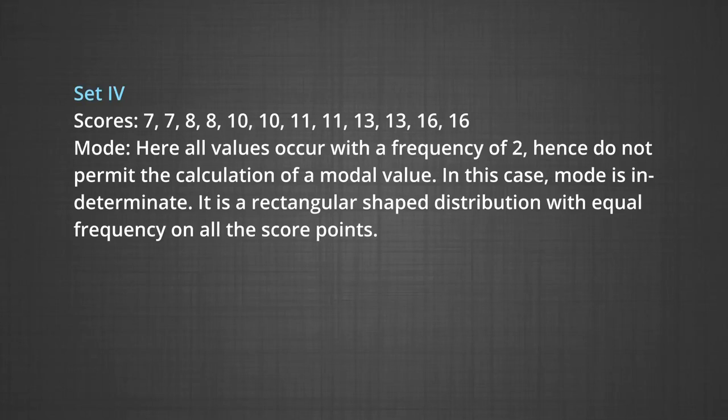The scores are 7, 7, 8, 8, 10, 10, 11, 11, 13, 13, and 16, 16. Here, all values occur with the frequency of 2. Hence, they do not permit the calculation of a modal value. In this case, mode is indeterminate. It is a rectangular shape distribution with equal frequency on all the score points.